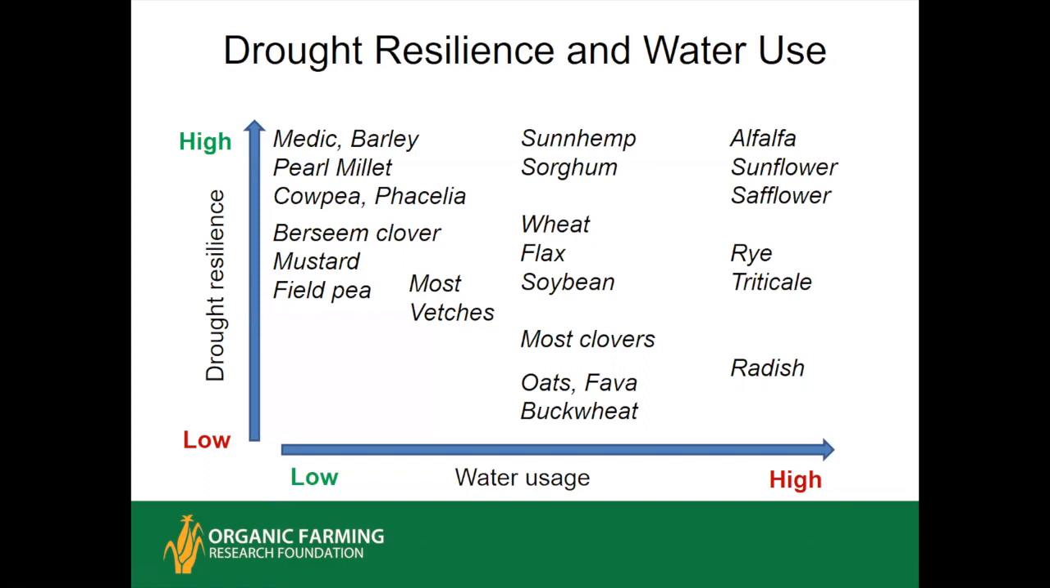Sunflower and safflower also. Now, these are good oilseed crops, so if you're growing them as part of your cash crop production regime, they can be good crops to grow, but you got to be aware of their high water use. Rye and triticale are also pretty heavy water users, as is radish, not as drought tolerant. And then you can just see some here. Oats, faba bean, and buckwheat are known to have very poor drought tolerance and will only be good really during seasons when there's adequate moisture.